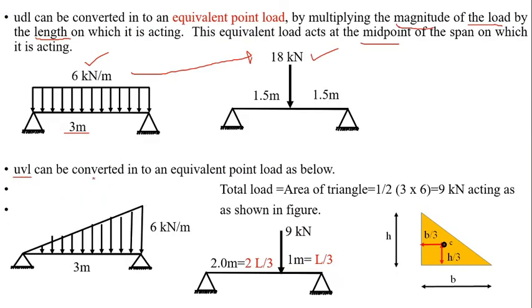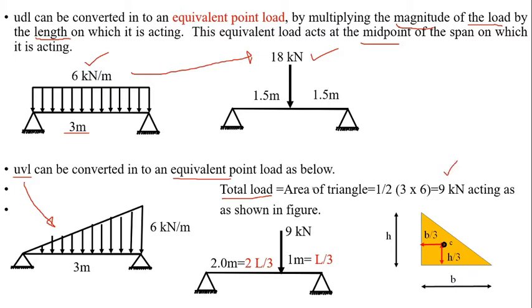Uniformly varying load can be converted into an equivalent point load as shown below. Now, how to convert uniformly varying load into an equivalent point load. So, one formula is given, total load, this is point load, is equal to area of triangle. So, this is uniformly varying load having triangular shape. So, let us calculate the area of triangle, 1/2 base into height. So, 1/2 base into height, 6 into 3, 18 upon 2, 9. So, 9 kilonewton is the equivalent point load.